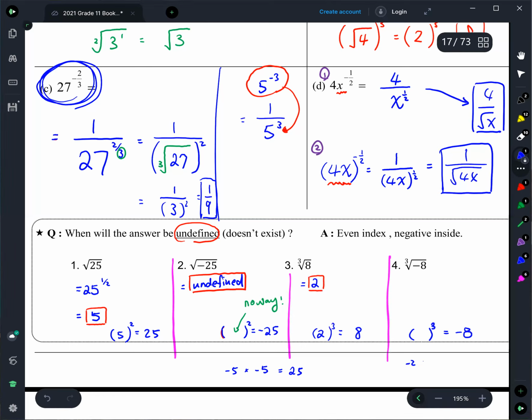-2. -2 times -2 is 4. 4 times -2 one more time. -8. Yeah, okay. So this time the negative on the inside, it's okay, right? So this one, we have an answer equal to -2. So sometimes it works having a negative inside. Sometimes it doesn't work if you have a negative, okay?